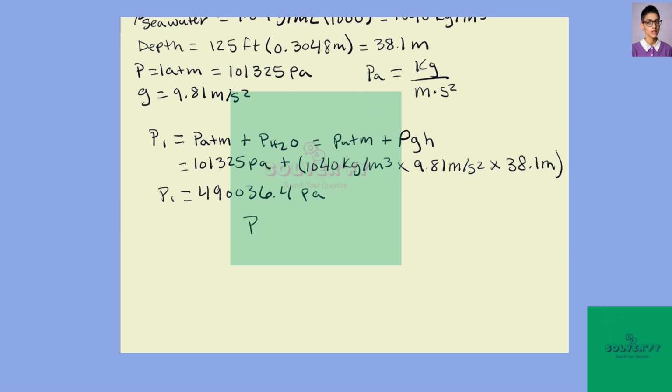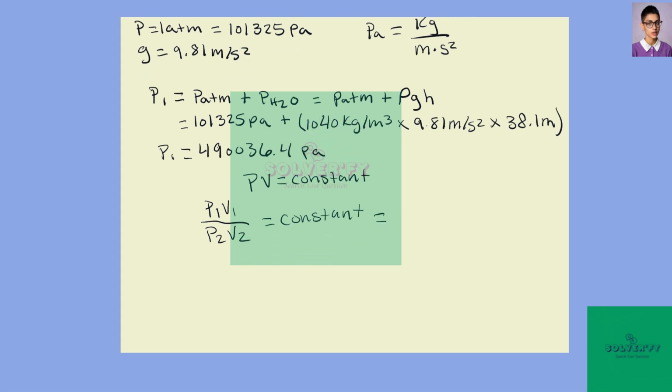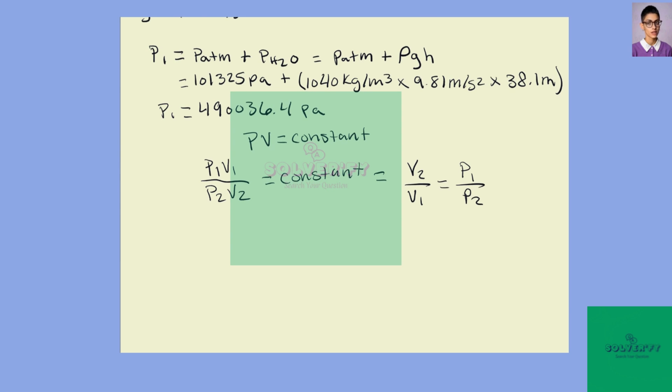So for this question, we assume that PV is constant. So we're going to be using P1 V1 equals P2 V2, which is constant. And this is like saying V2 over V1 is equal to P1 over P2. So P1 over P2 is what we're looking for to get the factor.